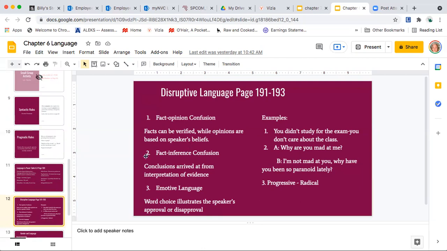The last one is emotive language. A lot of students, I'm going to warn you up front, didn't grasp the meaning of this. They think of emotive language as emotional language. And if this shows up on the next assessment, I wouldn't want you to get it wrong. It's not just because it says emotive. If you don't know what it means, you're likely to guess that it's some kind of emotional language, but it's not. Okay, what it is, it's a word choice which illustrates the speaker's approval or disapproval. So let's go over examples.